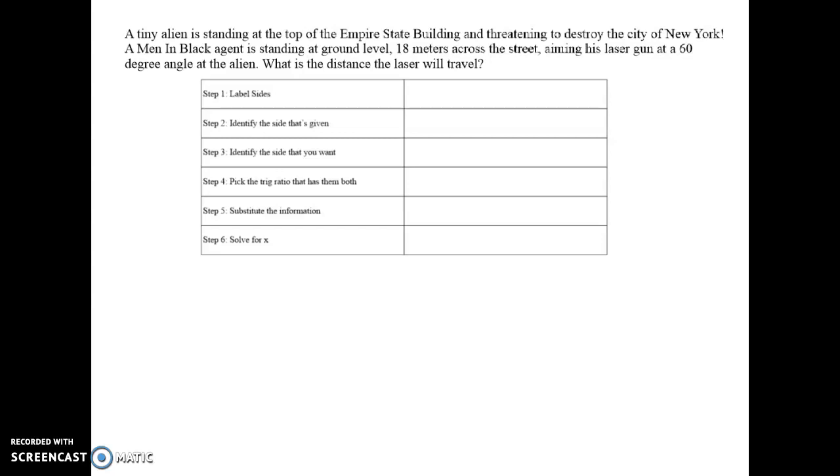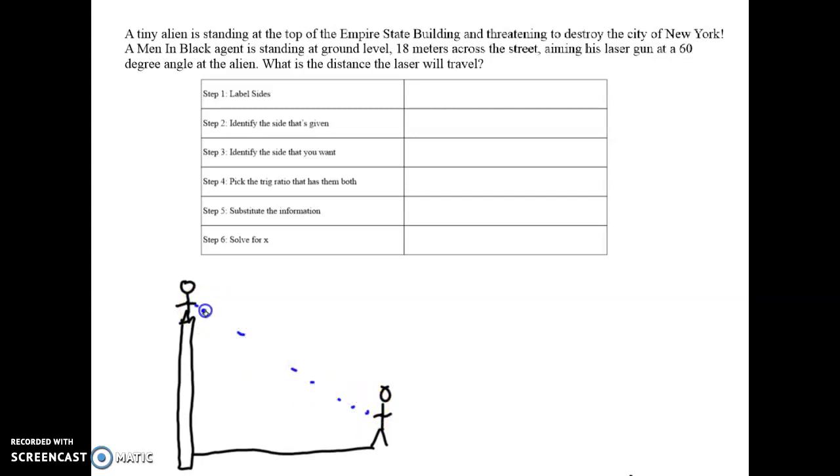So the first thing I want to do is draw a picture. As we said, with word problems, it's always important to draw a picture. So I'm going to draw my Empire State Building with my little alien on top. Then I'm going to draw the ground because we know that the man is standing on the ground. I have my man in black agent here. We are looking for the distance he's going to shoot a laser towards the alien, and we know that our angle is 60 degrees.